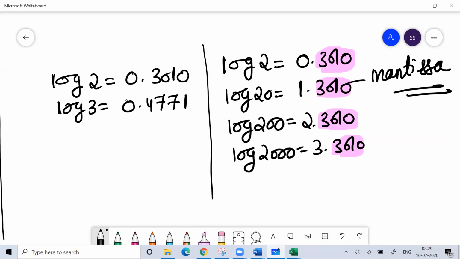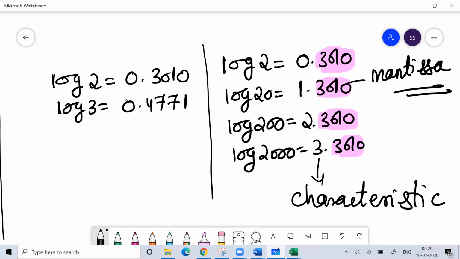So the decimal part is called the mantissa, while the integer part is called the characteristic. My pronunciation may be different, and you may pronounce it differently. This is called the characteristic, and that is called the mantissa.